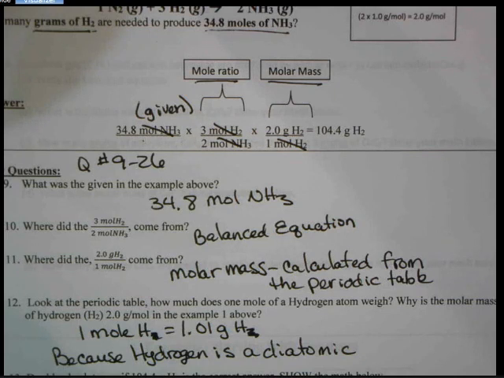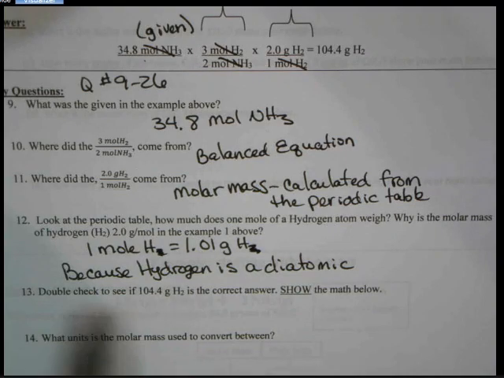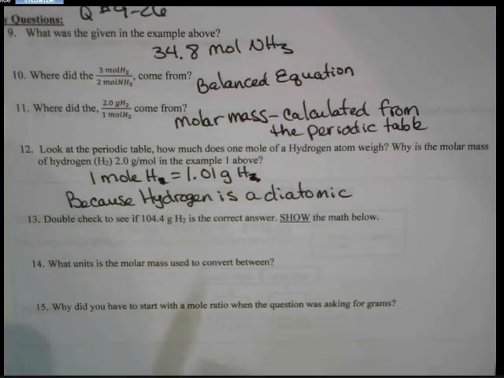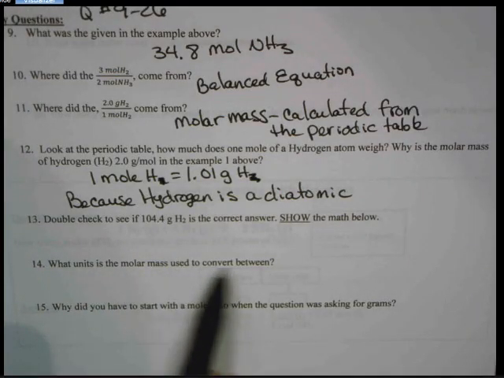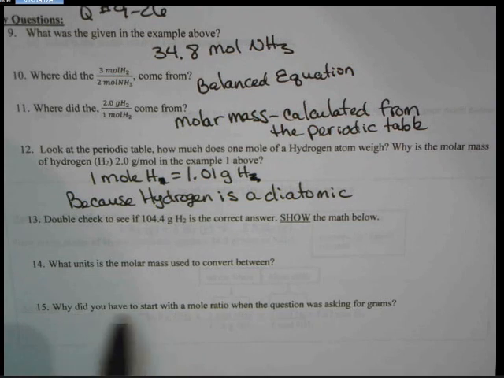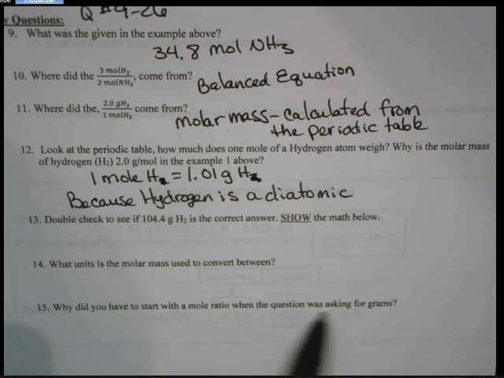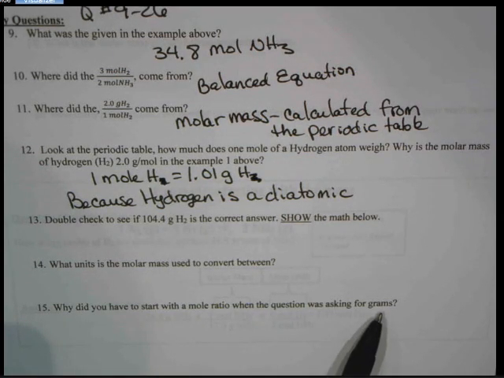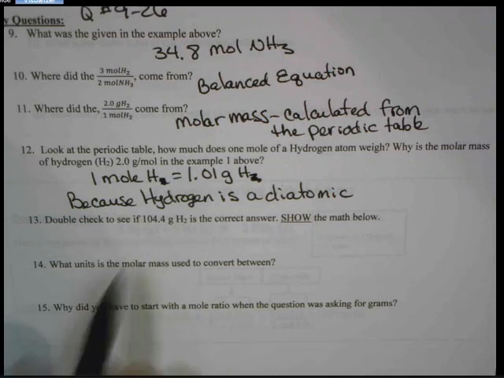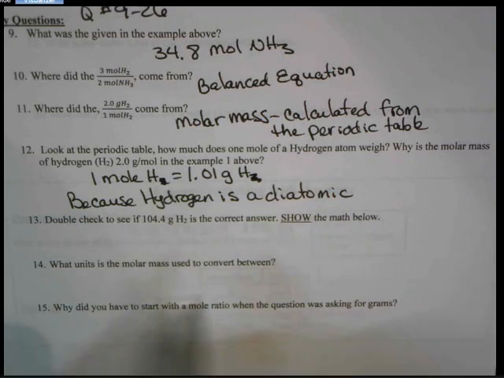All right, so I'm going to leave you guys here. I'm going to let you go and double check. You're going to do 13 here, okay? In 13, you're going to double check the 104, which means you're just going to check the math, okay? And then what units is molar mass used to convert between, and why did you have to start with the mole ratio when the question was asking for grams? Okay, actually, you know what? I'm going to go through these with you a little bit. So you're going to check your math.